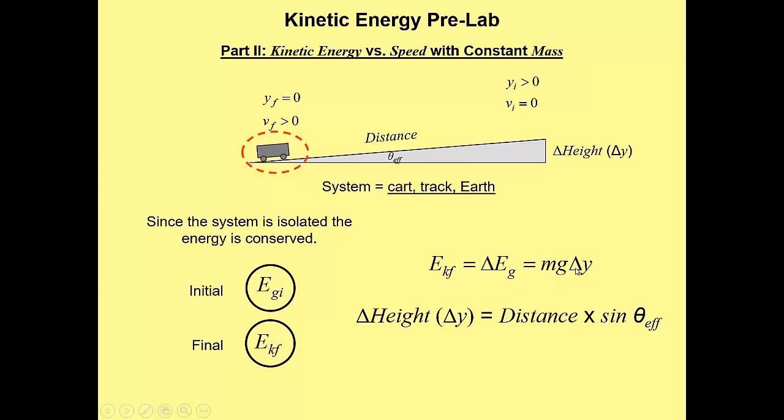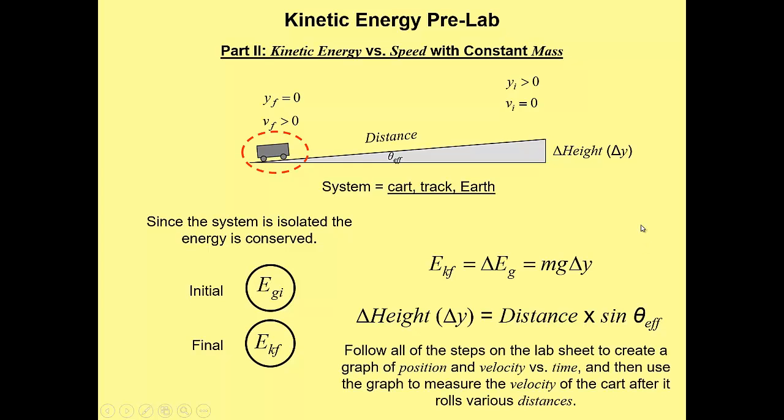Once we know delta y, we can calculate the EG, and once we know the EG, we know how much EK it has at the bottom. And then we can use the computer program, graphical analysis, to also figure out the speed of the cart. In order to do that, there's a whole bunch of steps on the lab sheet for this as well.